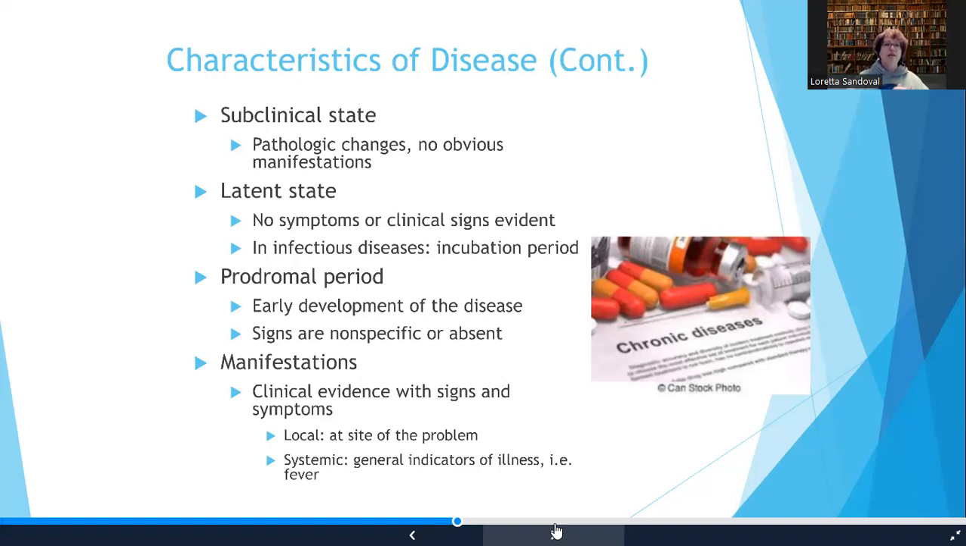Okay. When you finally get past that into the clinical state, you have manifestations of the disease where you have clinical evidence with signs and symptoms that can be measured and reported. So a sign is something that you can measure. So it's like fever, higher blood pressure, higher heart rate, things that can be detected by lab tests. A symptom is something that you report, like nausea, headache, something like that you can't measure with a test. Manifestations can be local, right at the site of the problem, or they can be systemic, like general indicators of illness, like fever. So when you get the clinical evidence with signs and symptoms, you know that you are truly in the clinical state, you have that disease, whatever it is.